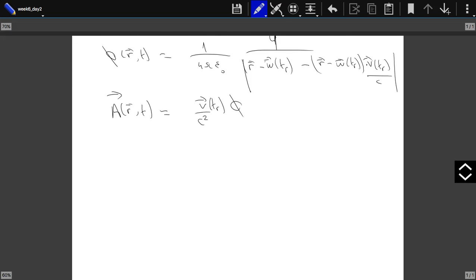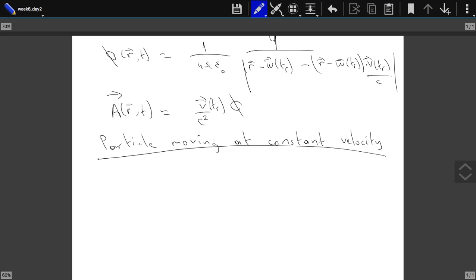Now, one interesting case is the particle moving at constant velocity. I will skip the derivation. For me it's fun to do the derivation because I forget it every time I do it, so it's like learning something new. But for you, just watching somebody derive it, you are sleepy. So I will just skip it. If you are interested, the derivation is in the book. In fact, the derivation for a general motion is in the book, The Electric and Magnetic Fields.